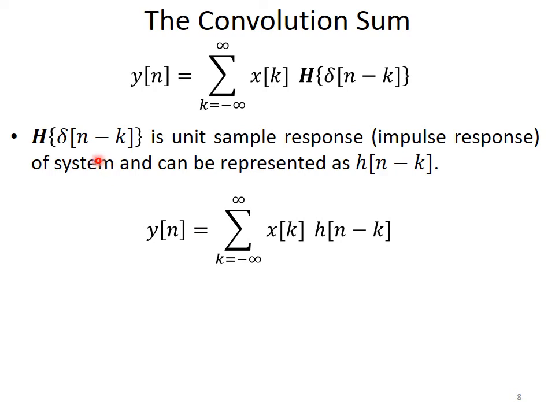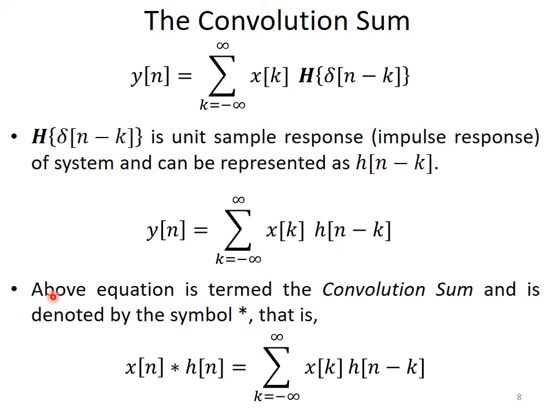H of delta n minus k is basically the unit sample response or impulse response of the system, and let us represent the impulse response as h of n minus k. Right. So now we can rewrite the response of the system in this form: y of n equals summation of k from minus infinity to infinity x of k into h of n minus k. So this equation is called the convolution sum, and the convolution operation between two signals, or between a system and a signal, is represented by an asterisk, right?